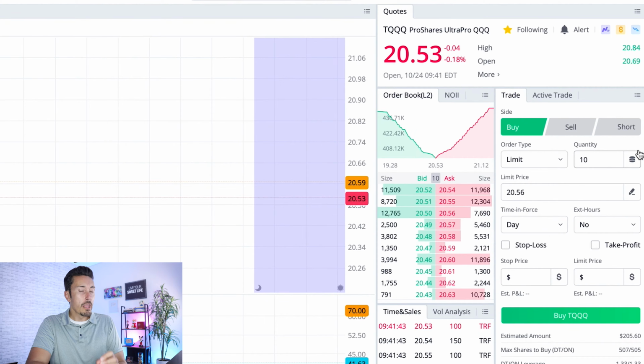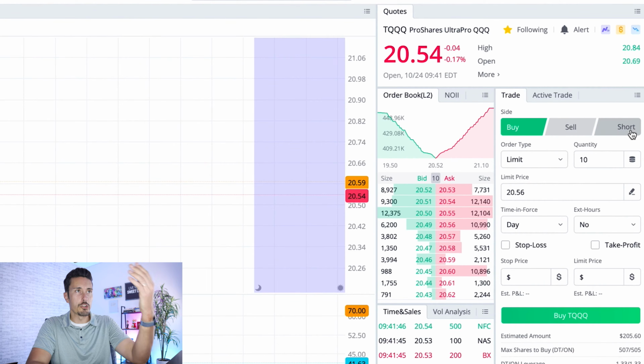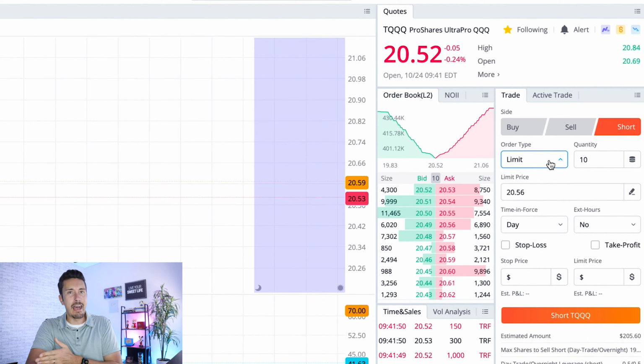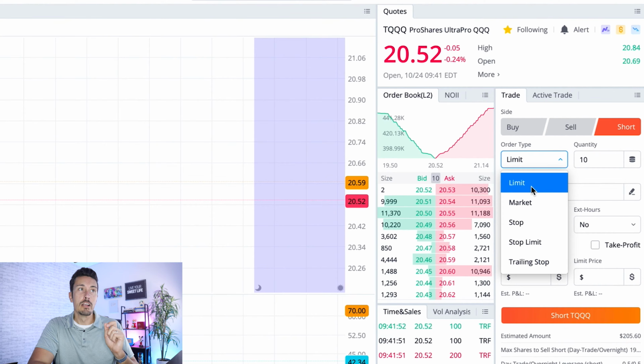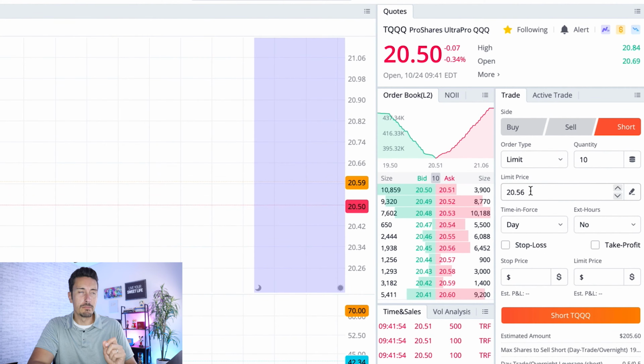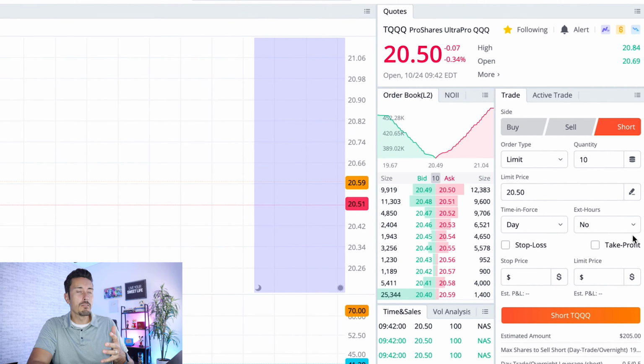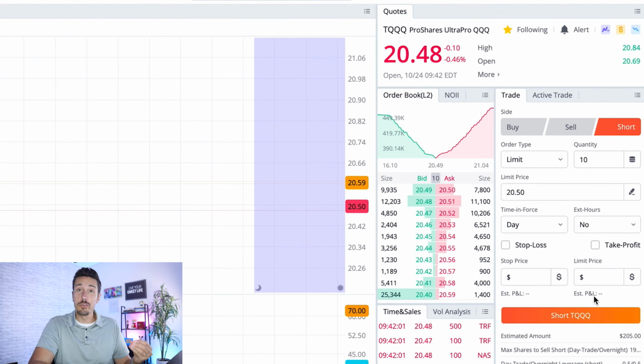Now, what we need to do for this particular example is we want to click on the short, which is the orange button in the desktop. You'll see the same thing in the app. It's also orange. Now, I do always recommend to choose a limit order. Don't choose a market order. Choose a limit order, because if the price is going up and down drastically, you don't want to all of a sudden get caught on a downtrend or an uptrend that could cost you a lot of money.